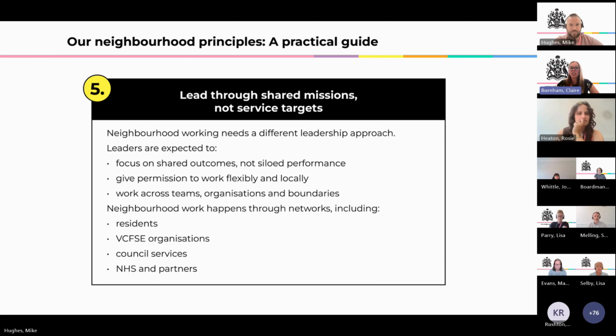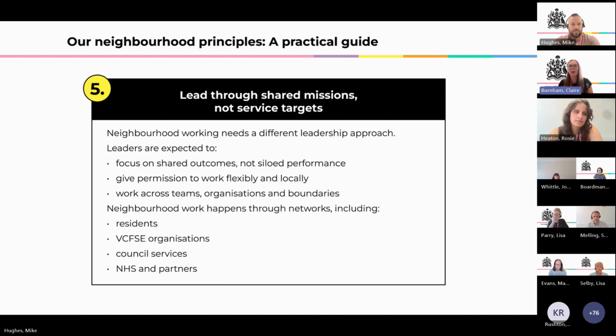So lead through shared missions, not service targets. Neighbourhood working needs a different leadership approach. Often, as we said, each of our services will have different targets. But if we think resident first, family first, community first, often we can move out of those silos to do what's best for that family, individual, community, while still meeting our targets, if we can really listen deeply and work together.